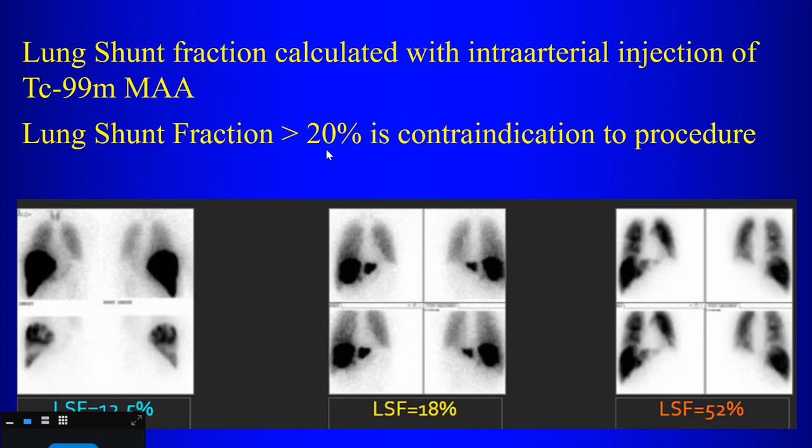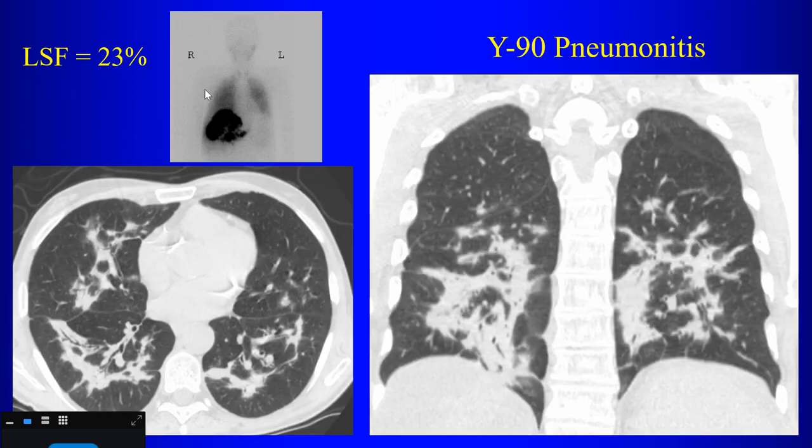They're injecting it into the hepatic artery. If more than 20% of that winds up in the lungs, then that's a contraindication to the procedure because there's a large amount of shunting to the lungs, and that patient would be at high risk for radiation pneumonitis. Here it's about 12%, here it's 18%, here it's 52%, calculated based on the amount of activity within the lungs when they inject the hepatic artery with the MAA.